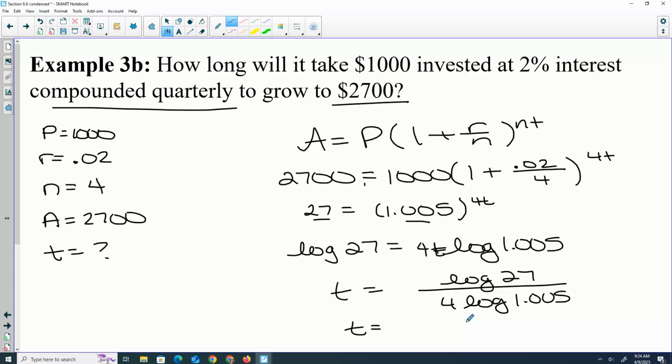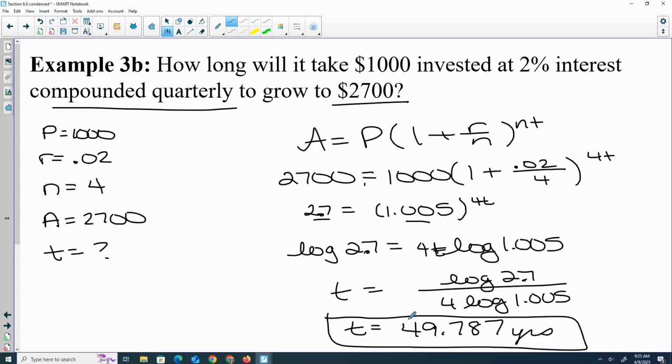Isn't it 2.7? Did I drop a decimal? Thank you. Alright, and what do we get? I got 49. A lot of years. It's pretty, for $2,700, not the best setup. Alright, are these okay?